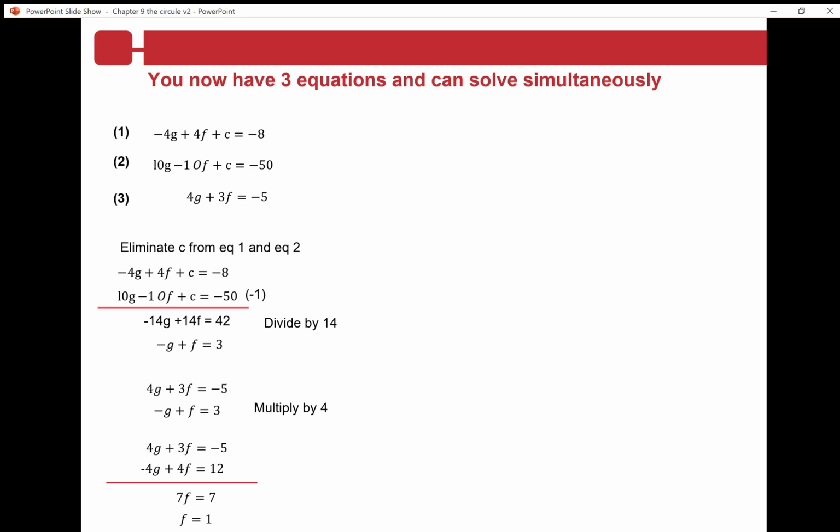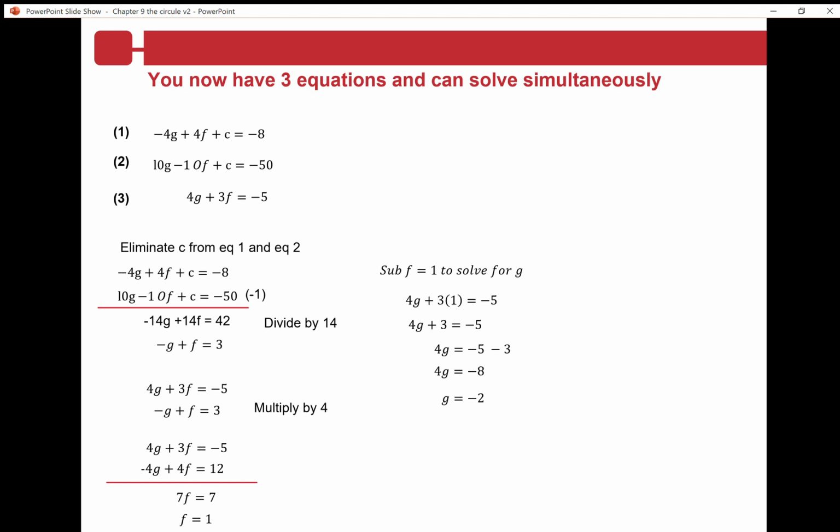I've now found my value of f, so I need to find my corresponding value of g. To do this, we substitute our value for f into our equation 4g plus 3f equals minus 5, which gives us 4g plus 3 times 1 equals minus 5. 4g plus 3 equals minus 5. 4g is equal to minus 5 minus 3. 4g is equal to minus 8, and g is equal to minus 2.